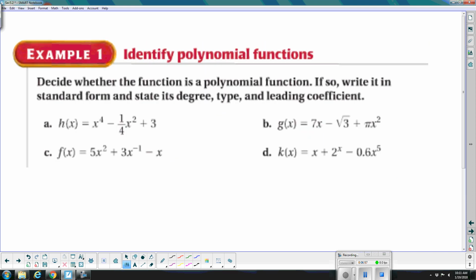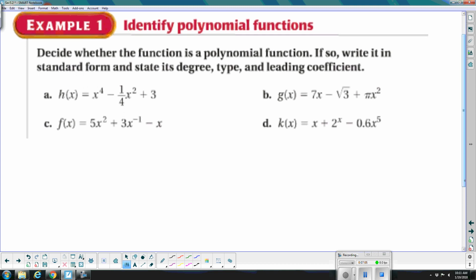All right, this next example is from your textbook. It is not on your note sheet, but just on a piece of paper or where you're keeping your notes for this video, please try these ones on your own. Same as the example that we just did. Decide if it's a polynomial function. If so, write it in standard form, state its degree, type, and leading coefficient.